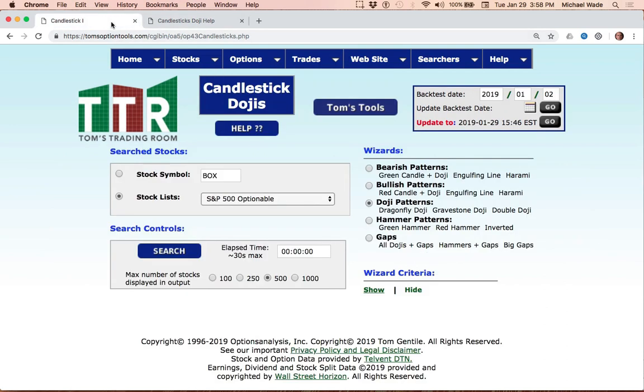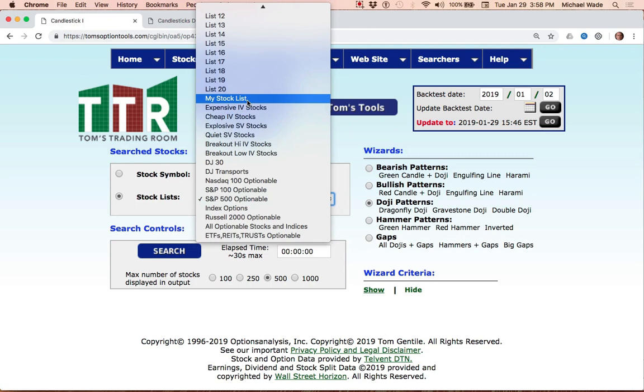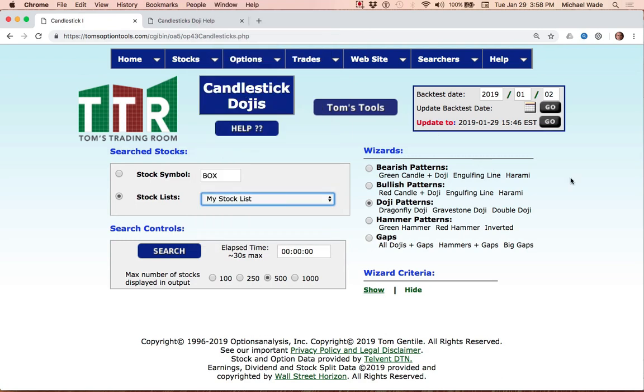In my case, what I want to do is go into my stock list, which has 18 bullish reversals, and then I'm going to run through the doji patterns to see if I got a confirming doji reversal pattern. I could also use bullish patterns here, hammer patterns and gaps. Again, you can use any of these really. I'm going to look for the doji patterns in this particular case.